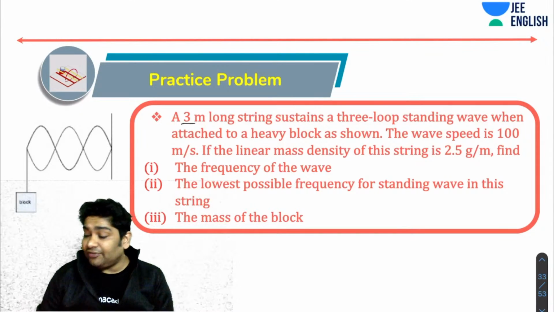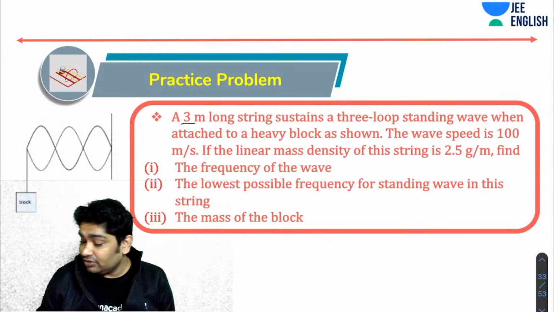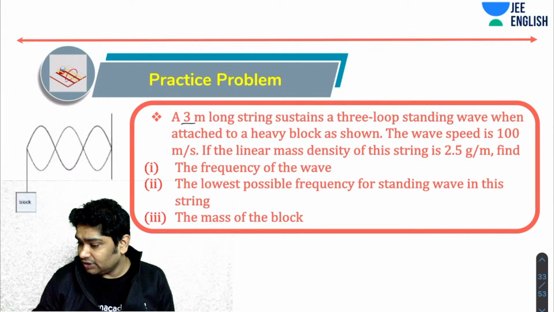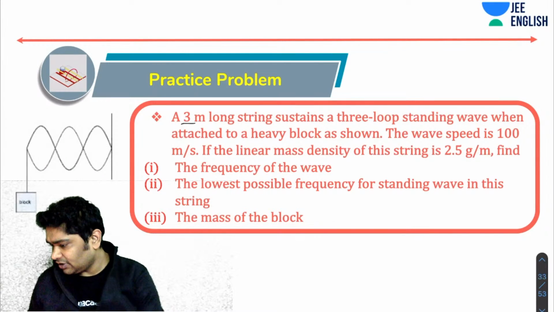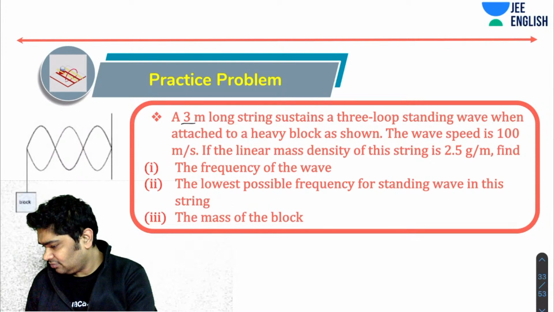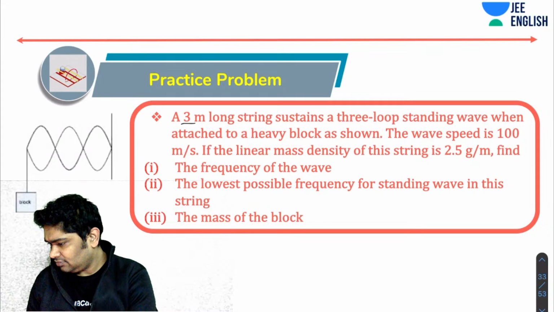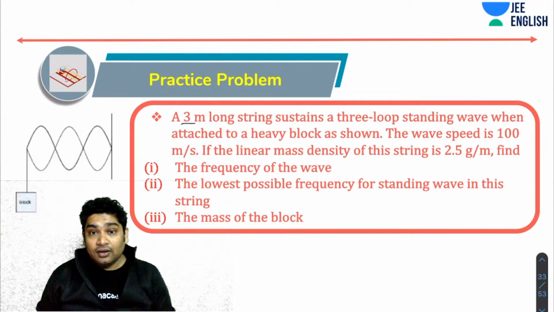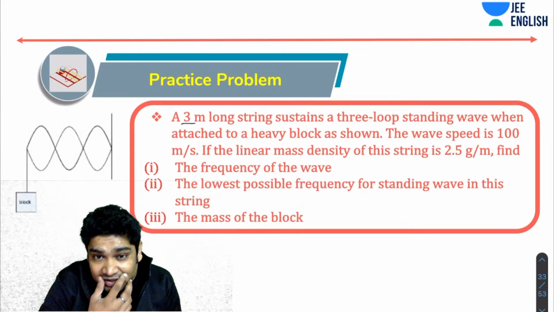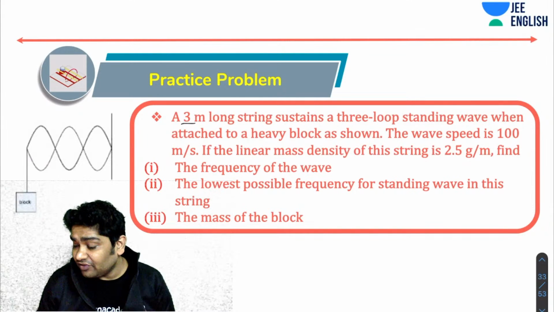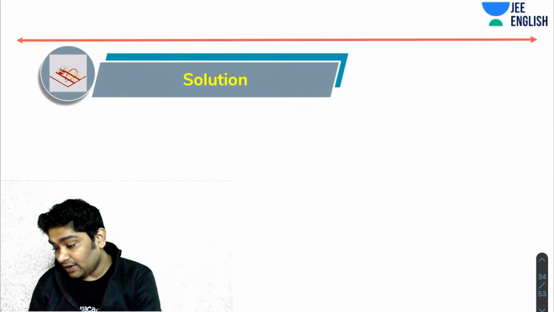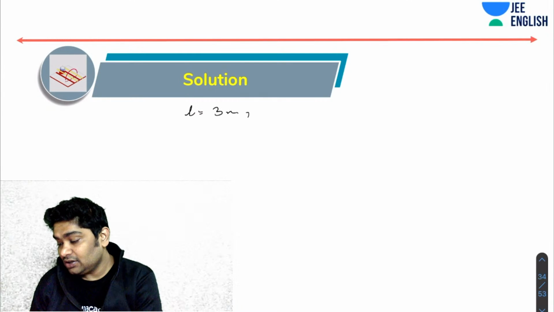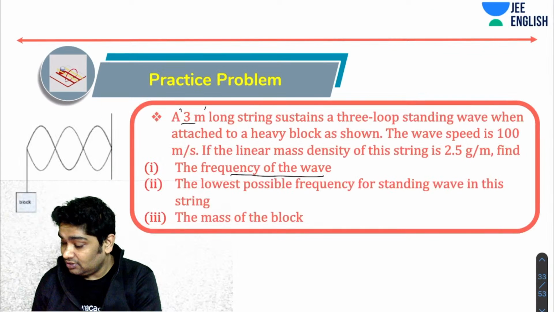You have been asked the frequency of the wave. So you know that there are 2.5 kg and 50 hertz. First, let's talk about the frequency of the wave. So you have three loops. Length L is 3 meters. T is 100 per second.